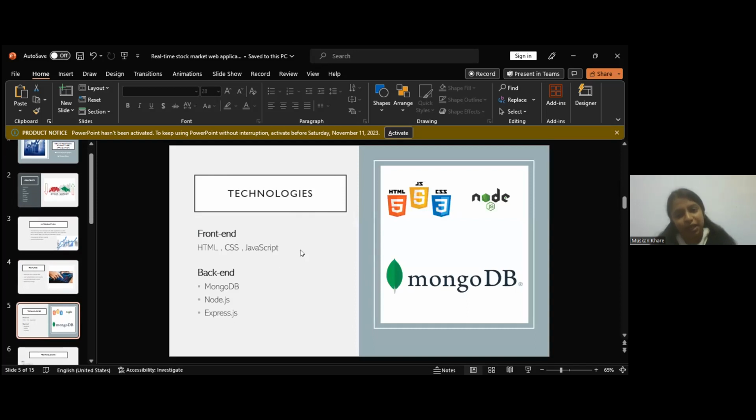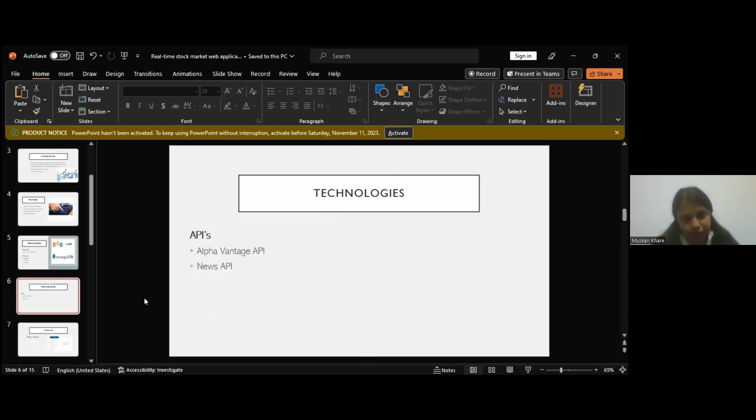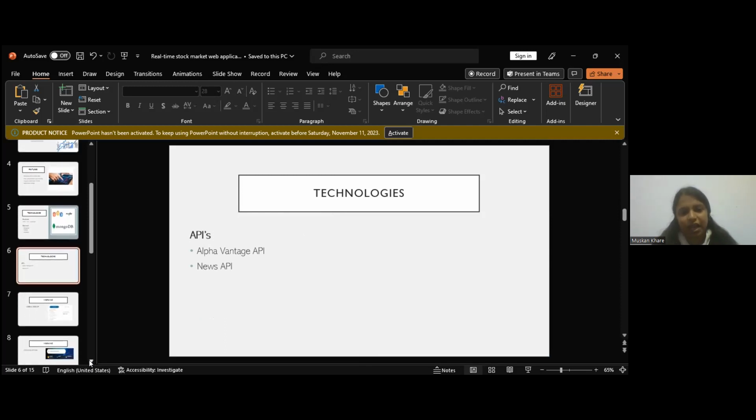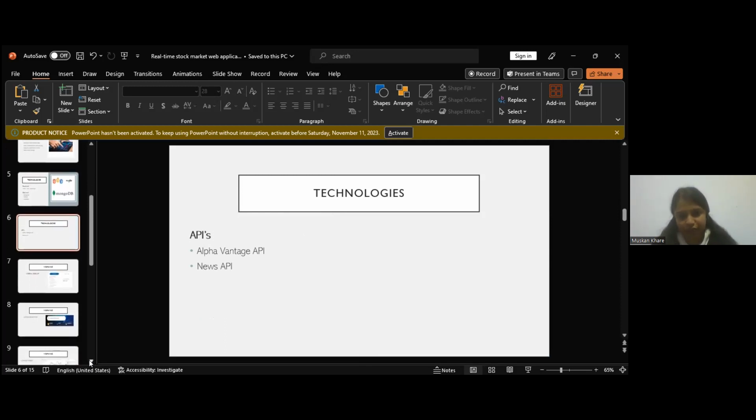Now these are the technologies I have used. For the front end, I have used HTML, CSS, and JavaScript. For the backend, I have used MongoDB, Node.js, and Express.js to manage the data structures and the server-side development and server-side logic, respectively. Then for APIs, I have used Alpha Vantage APIs and Muse APIs.